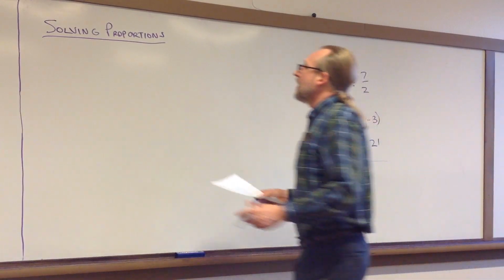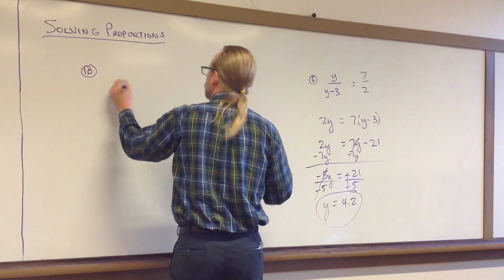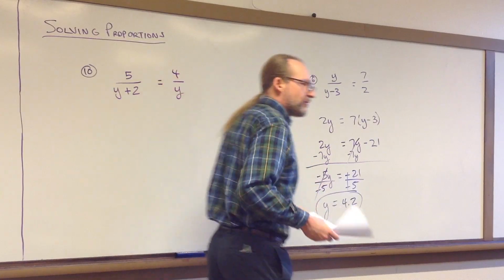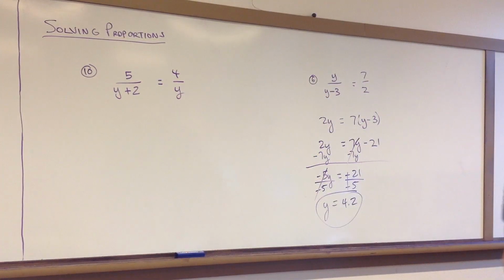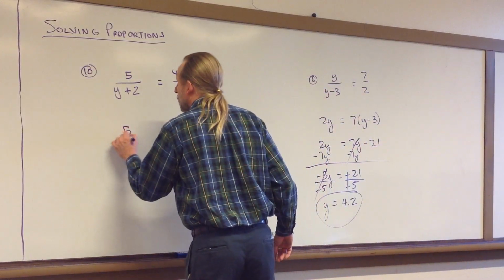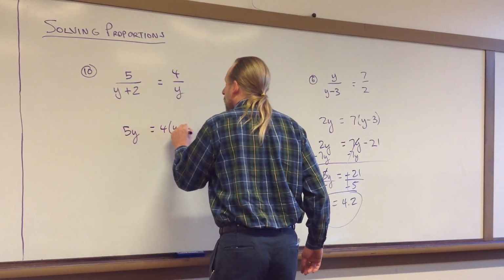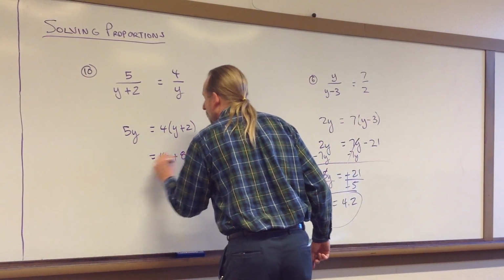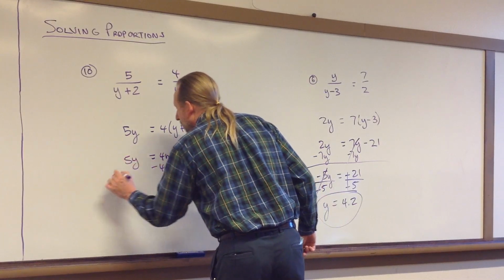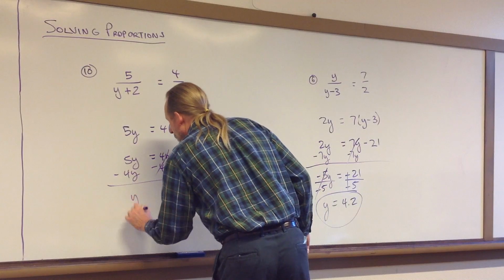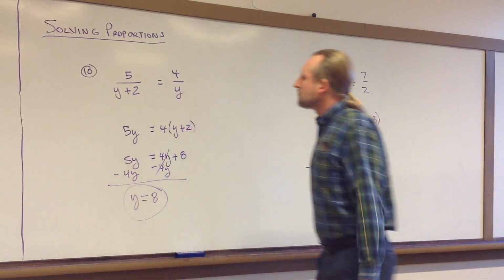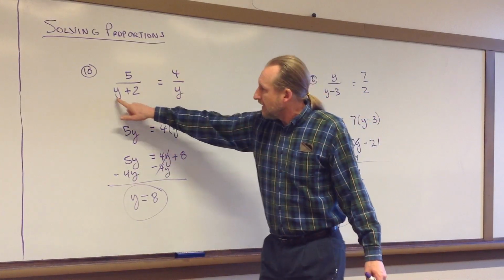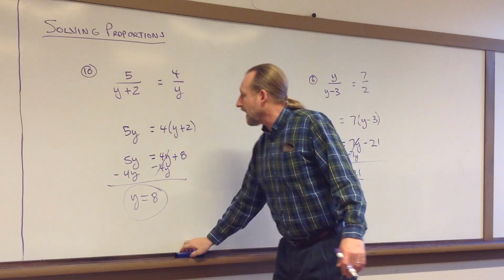Let's look at problem 10. Here we've got 5 over (y plus 2) equals 4 over y. All right, same thing. We're going to cross multiply. Over here, we'll get 5y. Over here, 4 times (y plus 2). So that'll be 4y plus 8. Subtract 4y on both sides. y equals 8. Pretty straightforward. And you can plug it in and see, does that work? Yeah, 4 over 8 is a half. 8 plus 2 is 10. 5 over 10, also a half.